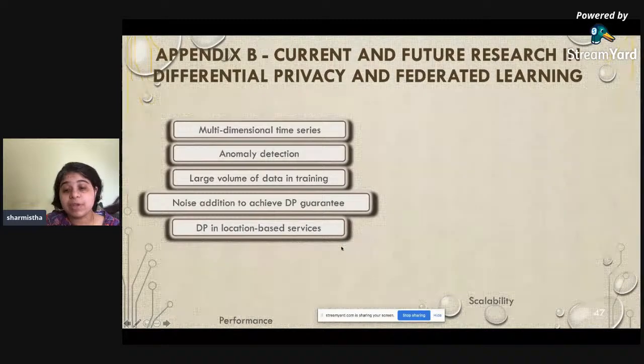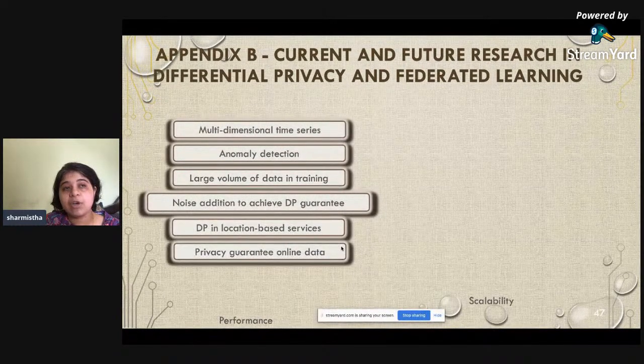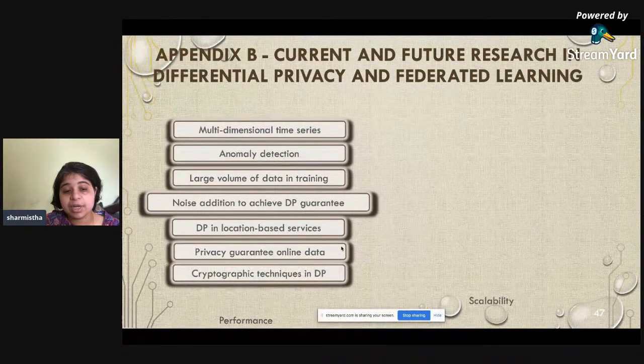Also, if you're working on vehicular networks or movement of data, like recommender systems or location-based recommendations, are we adding differentially private models? And are we able to guarantee privacy in online data? And how do we combine cryptography? This is the hybrid model we have talked about. How efficient is that hybrid model of cryptographic techniques with differential privacy?